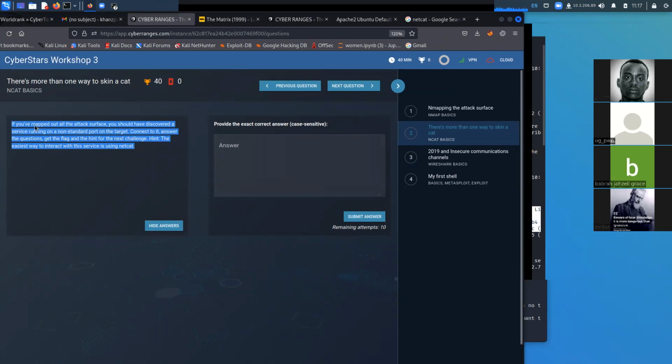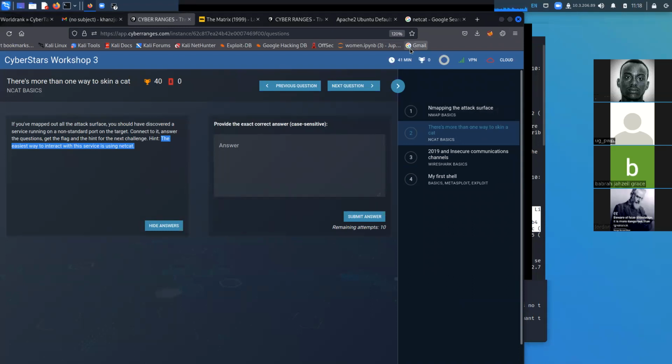They are saying, if you've mapped out all the attack surface, you should have discovered a service running on a non-standard port on a target machine. Connect to it and answer the questions. Get the flag and the hint for the next challenge. So they are telling us that to answer question 3, we should have answered this one, because it's where we get the hint for question 3. They have given us a hint that the easiest way to interact with the service is using netcat.